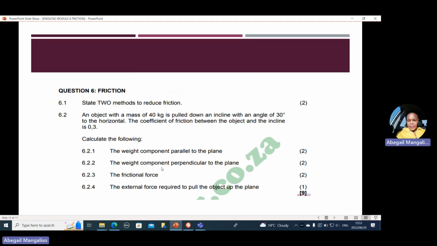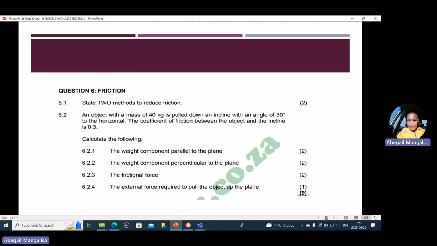Now let's look at the activity. This is taken from the question paper of November 2018. I'll do 6.2. An object with a mass of 40 kg is pulled down an incline with an angle of 30 to the horizontal. The coefficient of friction between the object and the incline is 0,3. Calculate the following. So in order to get this correct, you need to sketch the diagram.